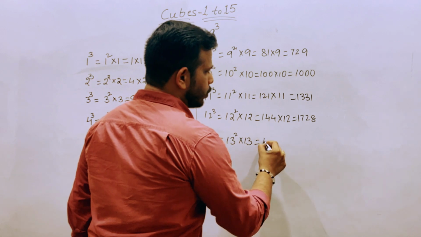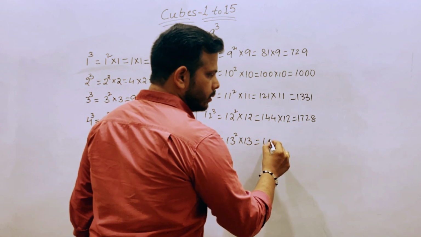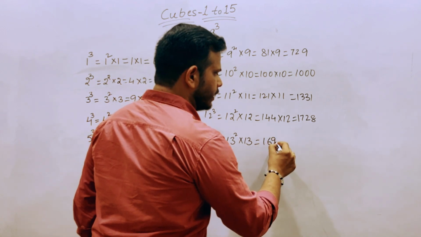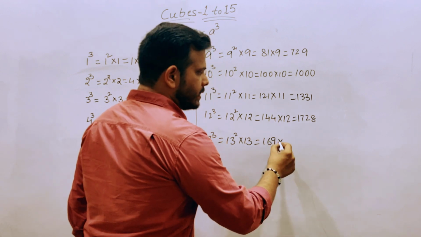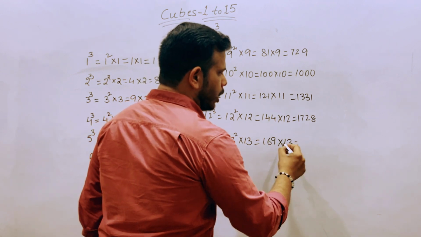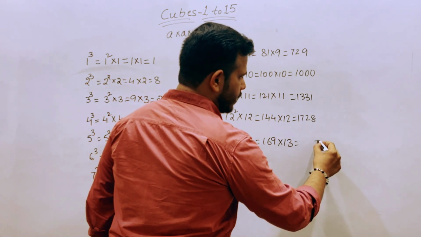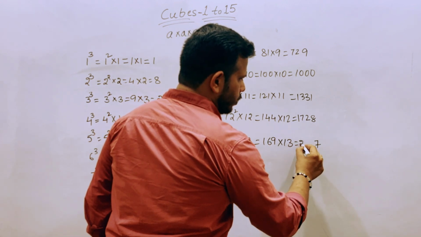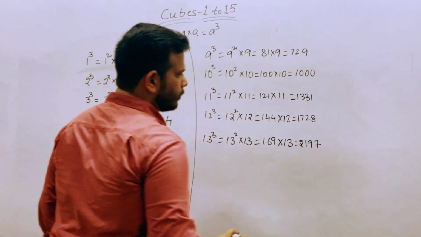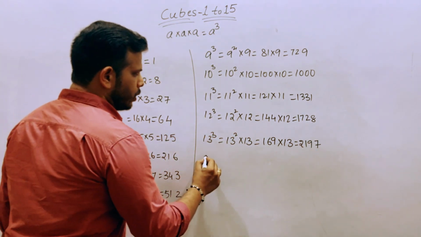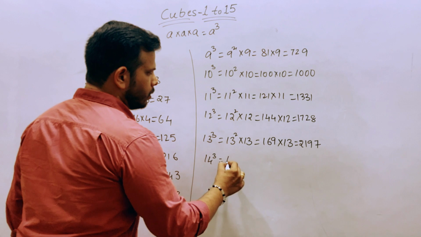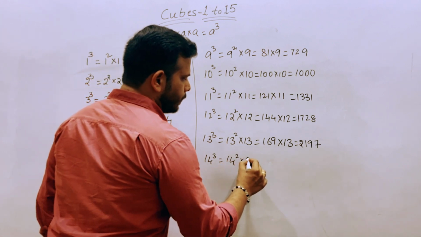13 cube, 13 square into 13. How much? 13 square is 169. Good. 169 into 13. How much? Again, same concept. First you write the units place. If you don't remember, 2197.